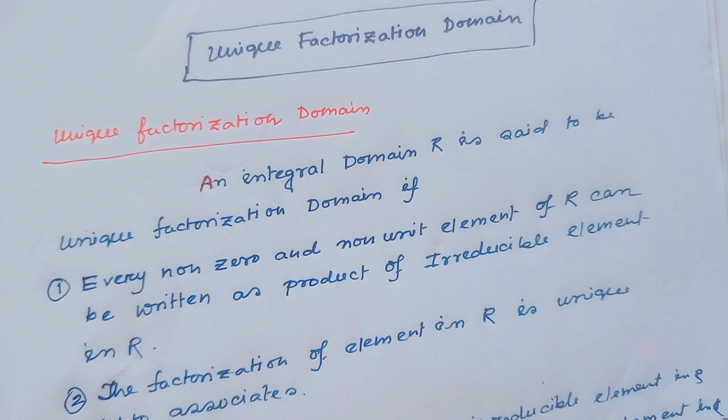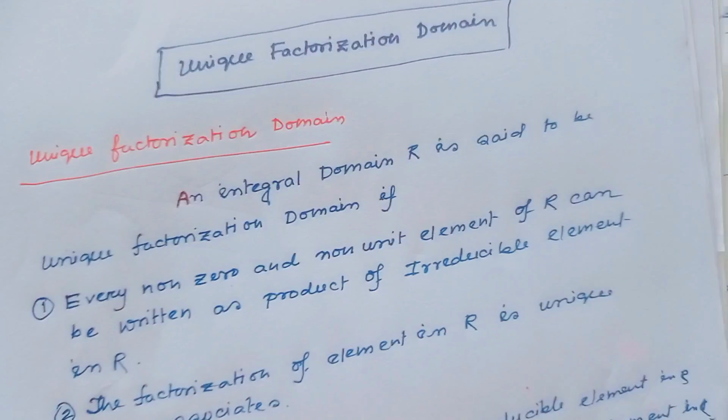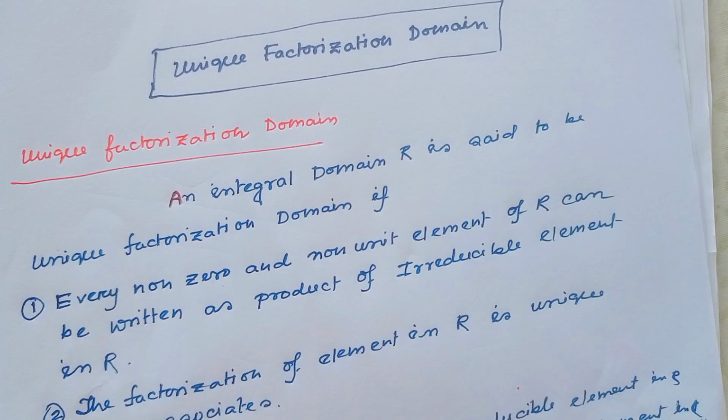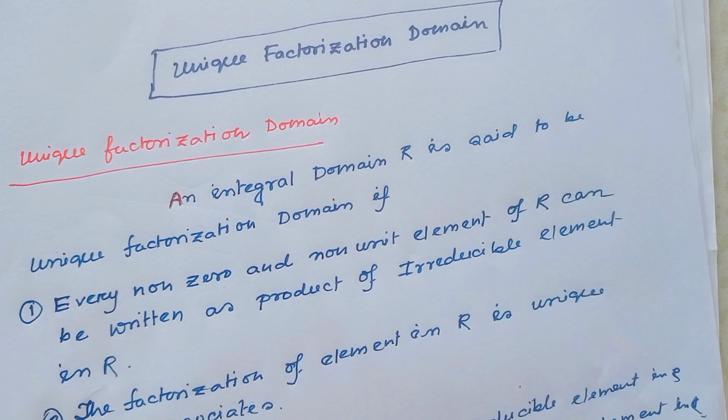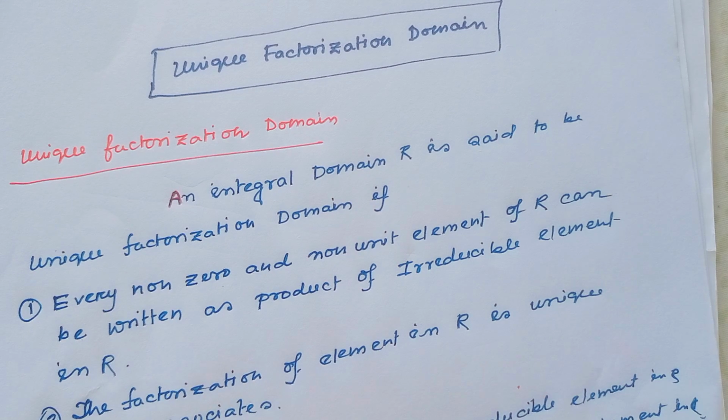Today I will see unique factorization domain elaborately. In my previous video, I had defined unique factorization domain shortly. Today I will discuss when Euclidean domain implies U.F.D, and when P.I.D implies U.F.D. This I will discuss elaborately.